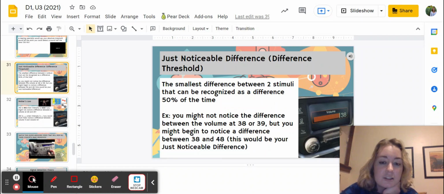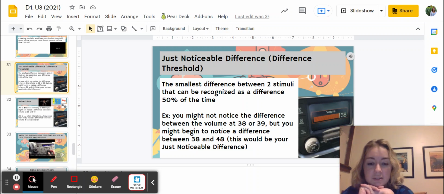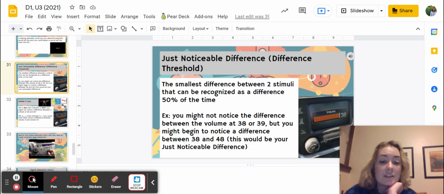Then we hit something called the just noticeable difference. Absolute threshold was just you being able to identify something correctly 50% of the time. So, what's the minimal amount of a sound or something visual that you can correctly identify 50% of the time? JND, just noticeable difference, also called difference threshold, is you being able to tell the difference between two stimuli.